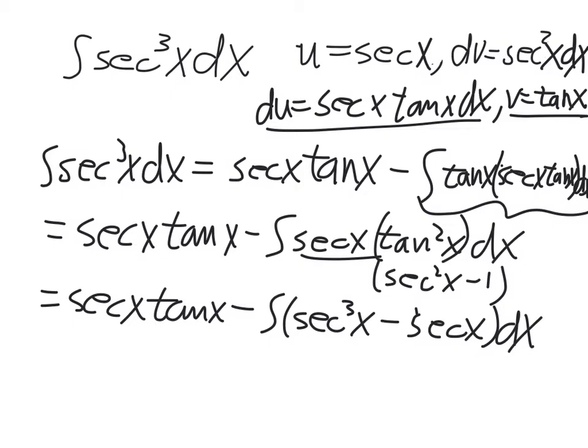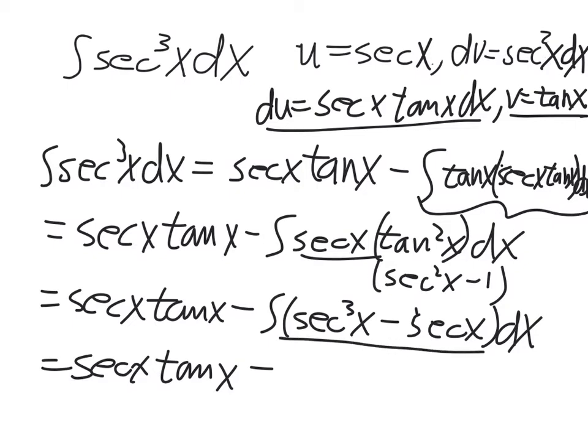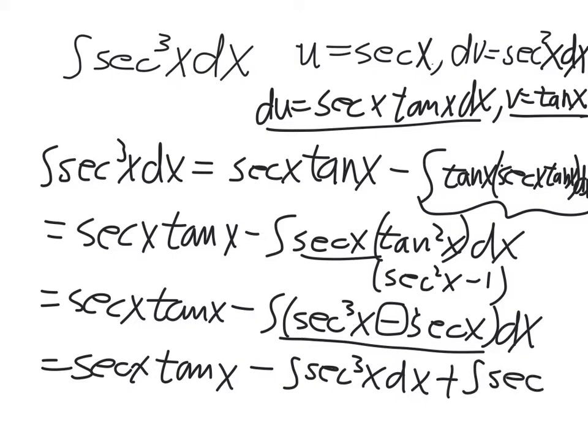And once again, this is just one small part of the big problem we started with on the trig sub. No wonder they said use the formula. But we're developing that formula and seeing why that formula works. But with this one, we'll now have secant x tangent x minus, now here I'm going to separate this into two parts. So I'll have minus the integral of secant cubed x dx, and then minus this negative would turn this into a plus integral of secant x dx.